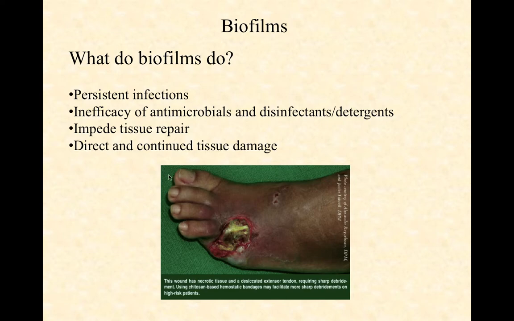Same is true with other types of infections. So you can see here we've got an open wound that has biofilm. You can't quite tell from the picture, but it's infected with biofilm, and that infection is going to be very difficult to clear without actually removing more tissue, possibly even amputating the foot to make sure that that infection does not persist. The second bullet says that there's an inefficacy, in other words, it doesn't work, of antimicrobials and disinfectants or detergents. That thick layer of EPS really impedes penetration by antibiotics, by bleach, by peroxide, etc. And most of the microbes in the biofilm survive that exposure.